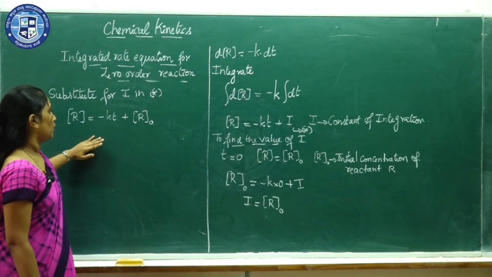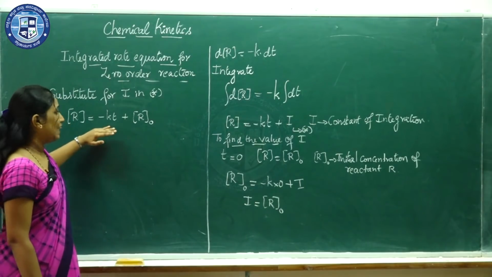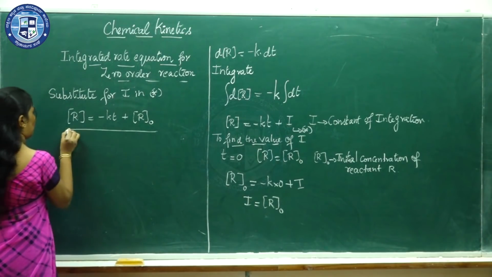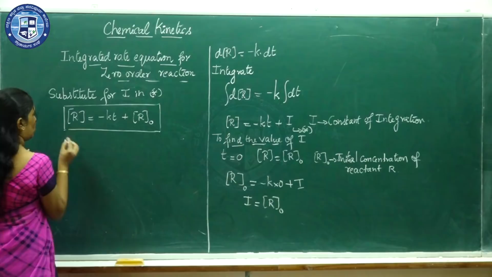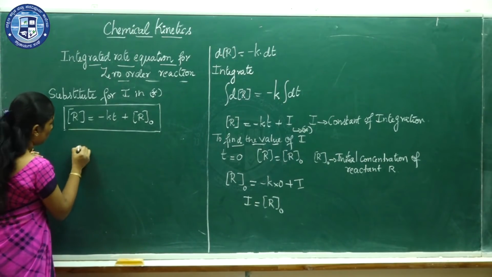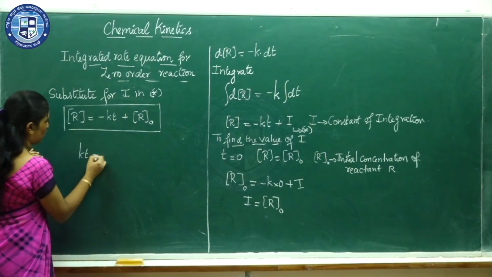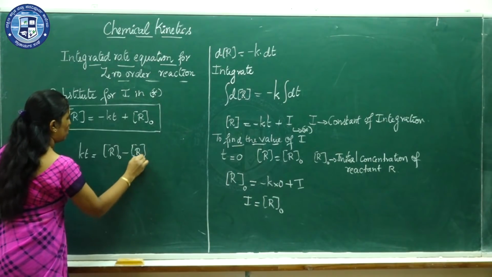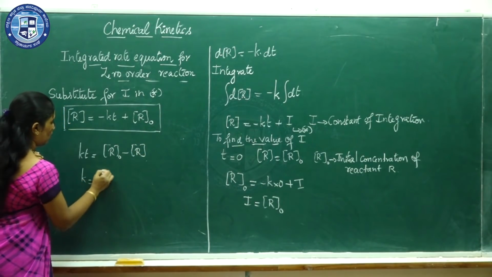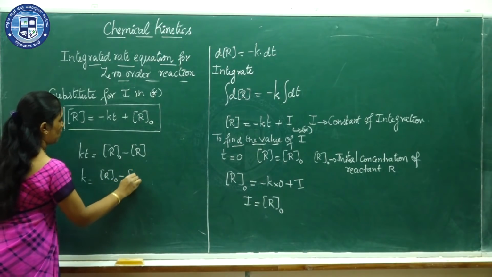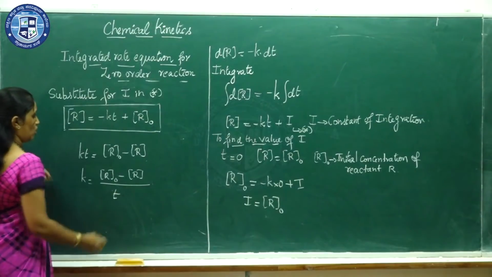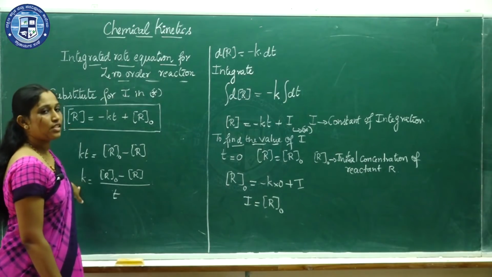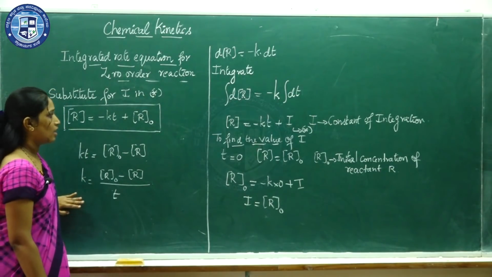Okay. So now what I will be doing is I will be finding the value of K from this. So how to find K? Find K from this. So I will do a bit of rearrangement, that is KT is equal to, bring it to this side, it is R naught minus R. So what is K now? K is equal to R naught minus R divided by T. So here you are getting the expression for the rate constant of the reaction. So it is very simple.